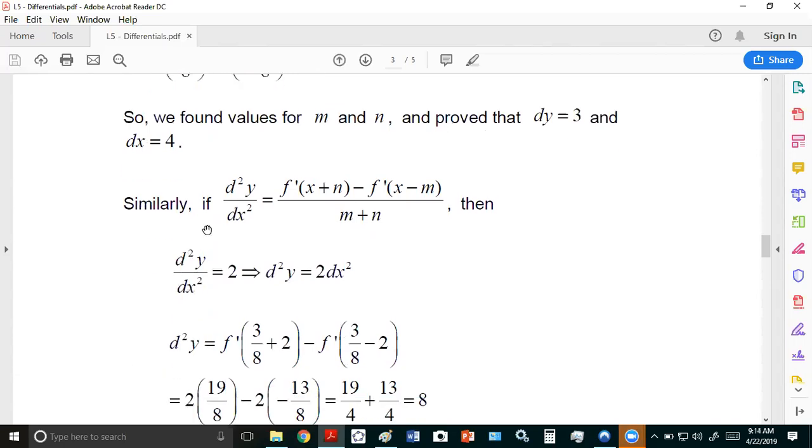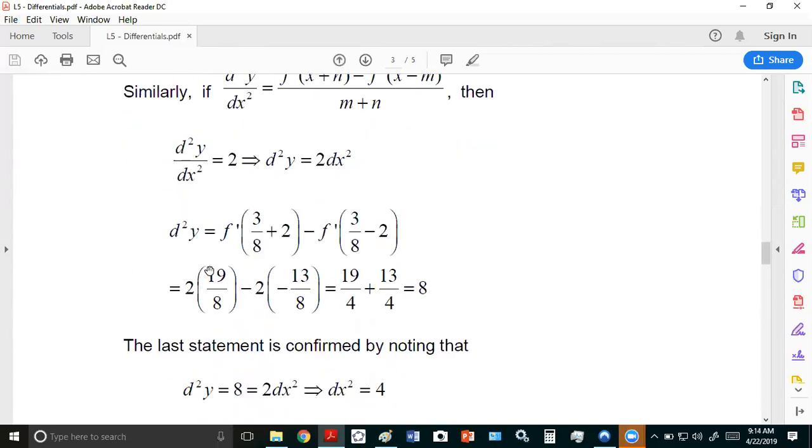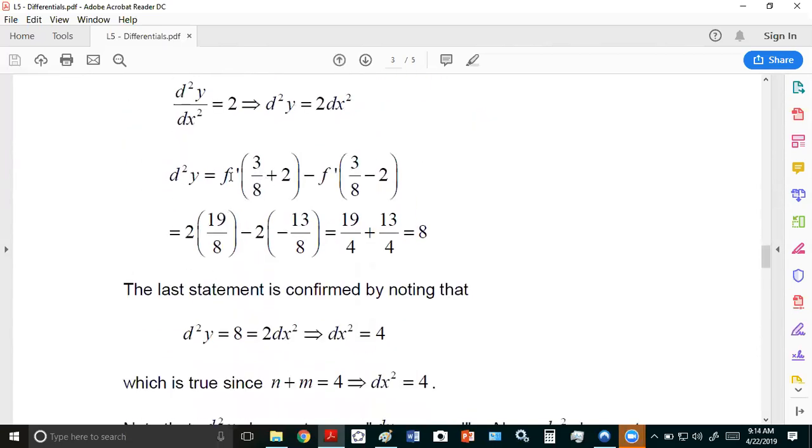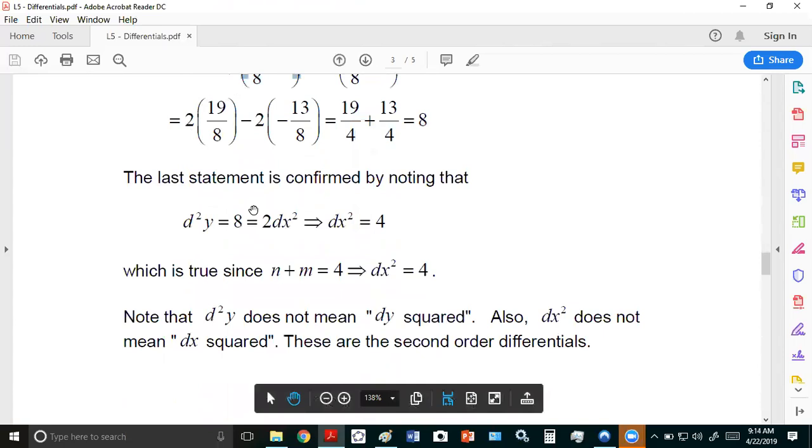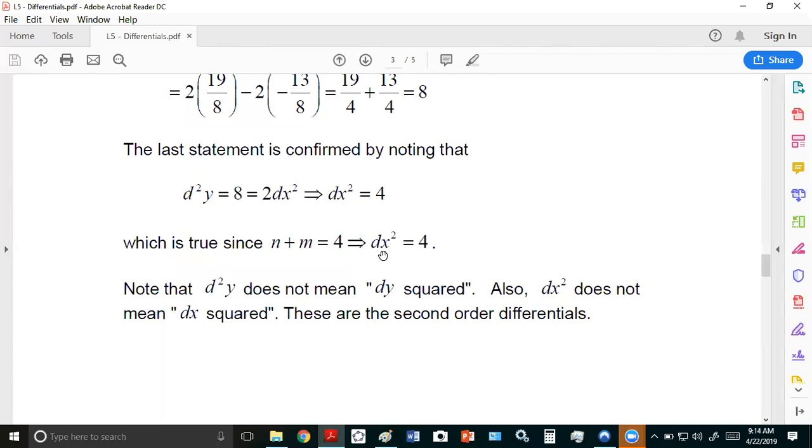So, and similarly, if you have a second order differential like d squared y, this doesn't mean dy squared, it just means a second order differential, which is shown as you see here, f prime of x plus n minus f prime of x minus m, then you can also do the same thing here. And provided you can show this is true and find an m and n, then you can show that the second order derivative is true, since m plus n is 4 and dx squared is 4. But that's not dx squared again, it's a second order differential.